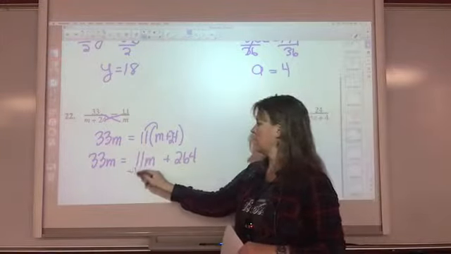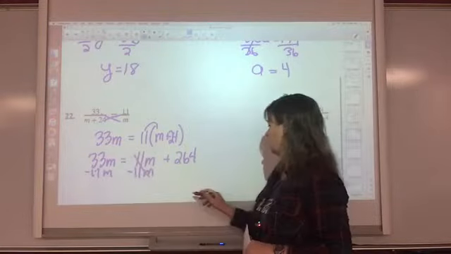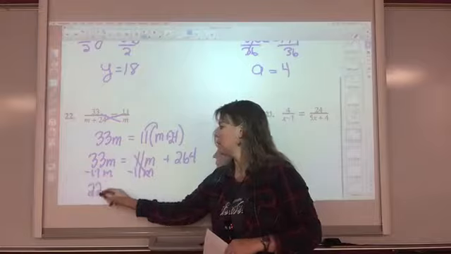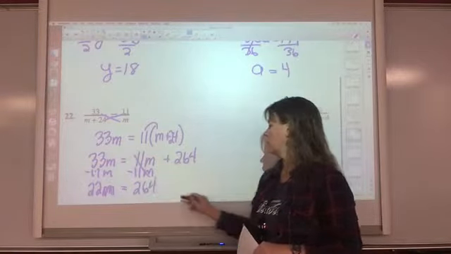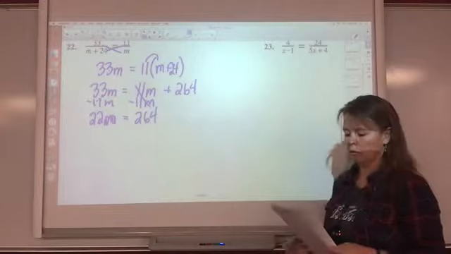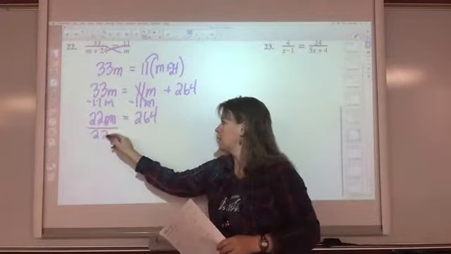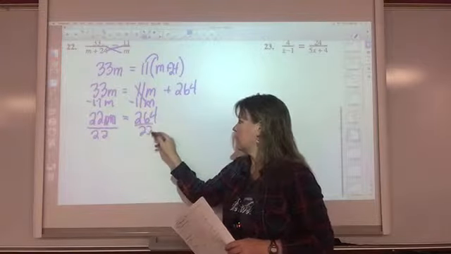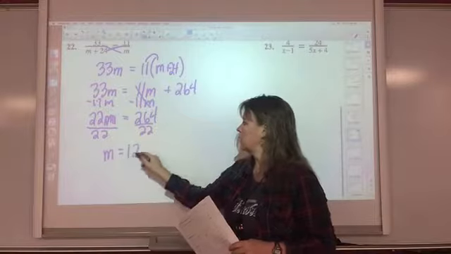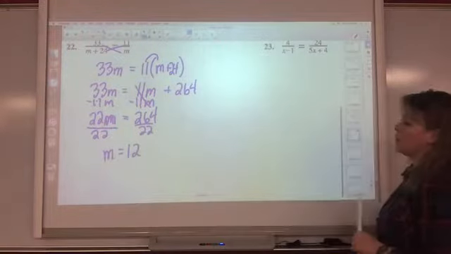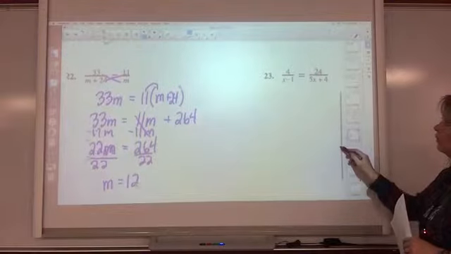Get like terms together by minusing 11m from both sides. And you have 22m's equals 264. Take 264 and divide it by 22. And you get m equals 12. Plug it back in, check your answer. The two ratios will be equal.